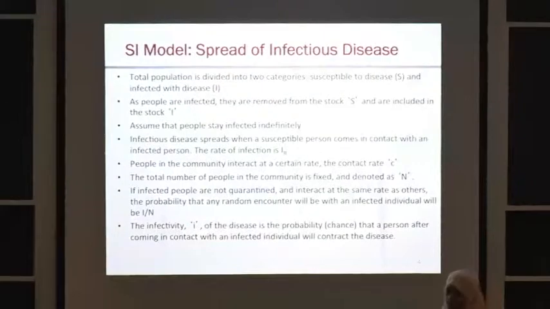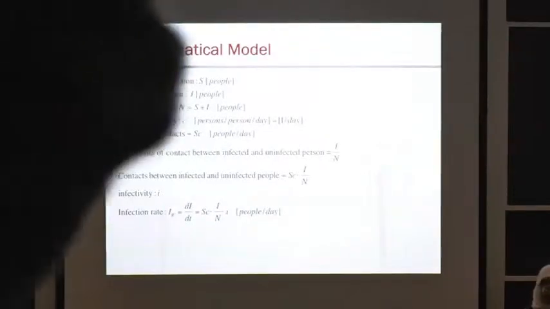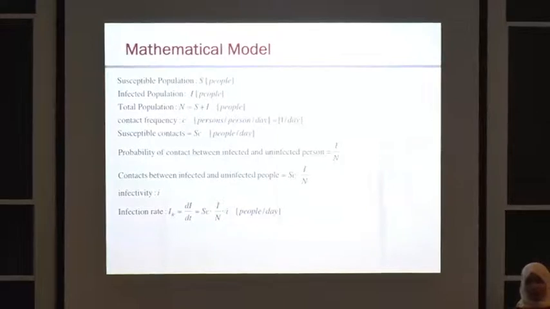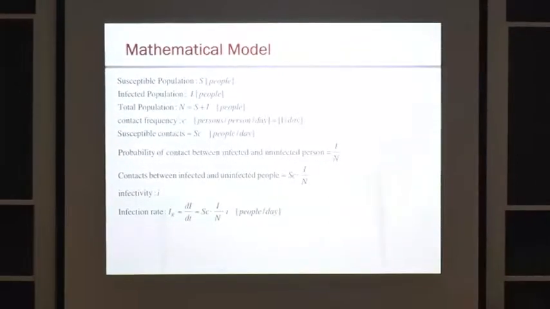Okay, so we use these sort of variables to describe the situation and write some equations. The susceptible population is S, the number of people. The infected population is I, the number of people. And the total population is N. The contact frequency C is how many persons you meet per person per day. So that's persons per person per day, which actually ends up being one per day. It works out that way.